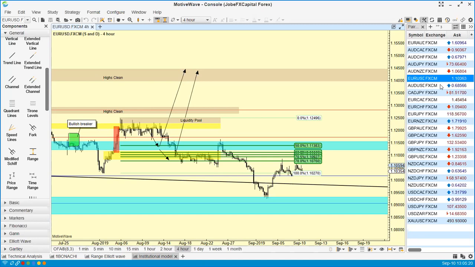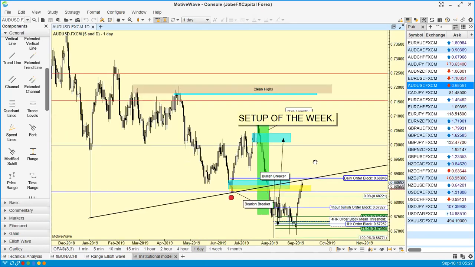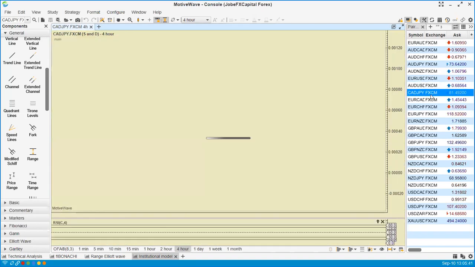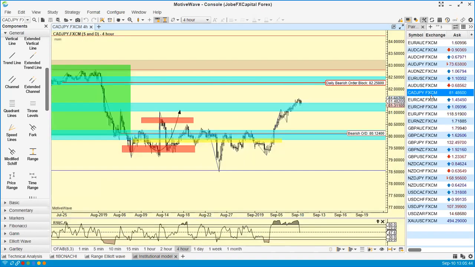So AUD USD, I sent this out to the group. I even said this is the setup of the week, and I was expecting the price to come down first, and it did come down first in this area, and now it's starting to go up. So funny enough, they are relatively accurate, you know, but this is just one method out of the 4 methods. Okay, so now we're going to do a chart together.